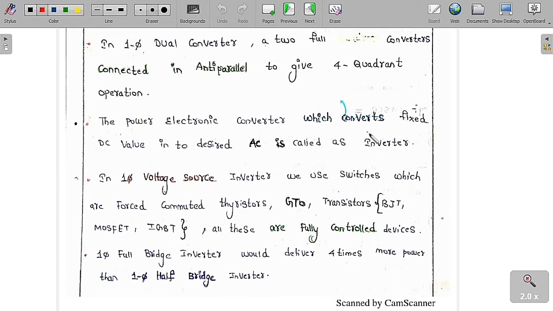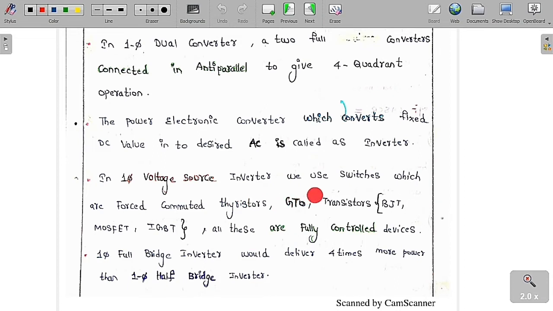The power electronic converter which converts a fixed DC value into a desired AC is called an inverter. Basically, an inverter converts the fixed DC into a variable AC of variable frequency. So the power electronic converter which converts the fixed DC into a variable AC, where the magnitude is variable and the frequency is also variable, is called an inverter.